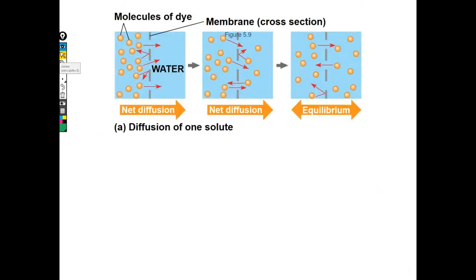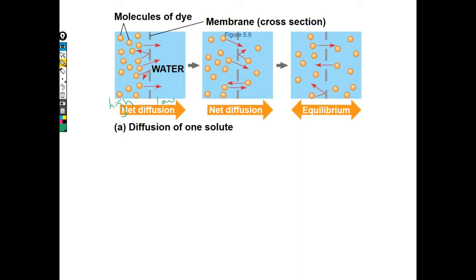Okay, so this looks a lot like the drawing that we had on our last page, just cleaner. So if we start on the far left, I have an area of high concentration on my left side, and low concentration on my right side. And our orange molecules want to spread out. We want that elbow room.